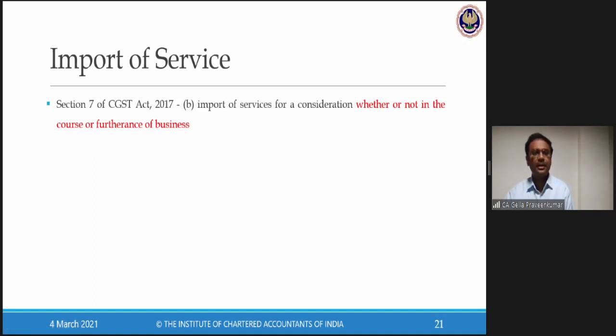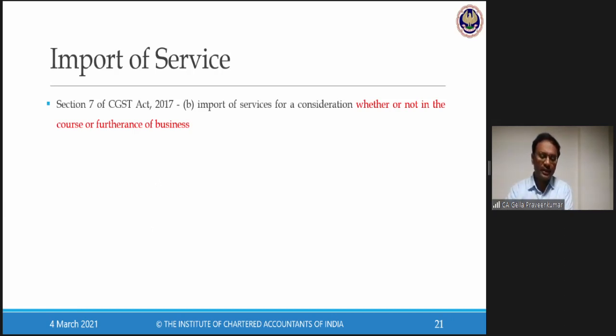Okay. Next aspect called import of service under GST law. My section 7 of CGST says that import of services for a consideration, whether or not in the course of furtherance of business. There's one question from, let me see the boy's name, I think Bharat Kumar Reddy. Yeah, Bharat, your answer starts from here now.